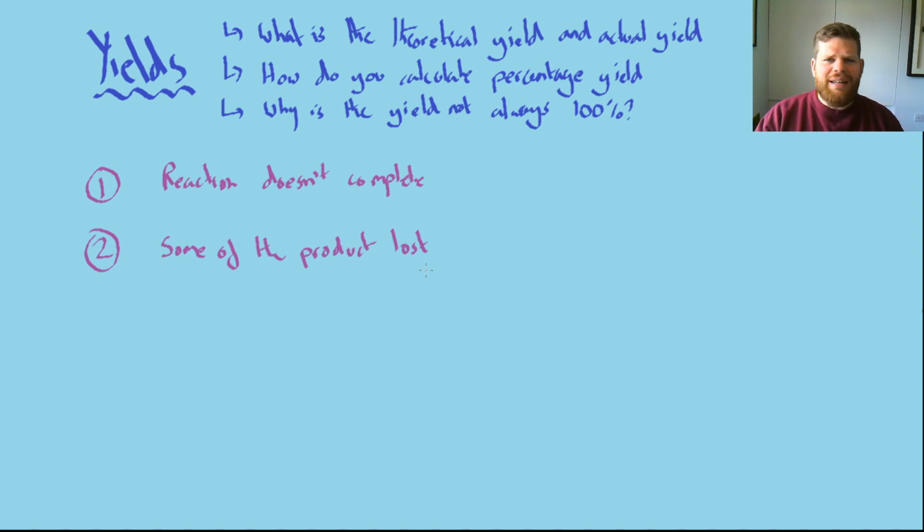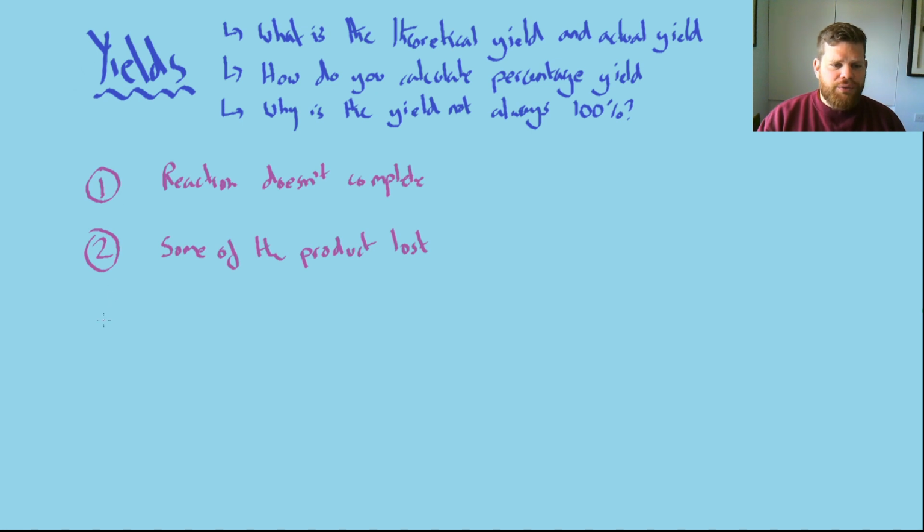So this tends to be more of an issue when it's a gas, because you have gases escaping, but it could also be, let's say you're doing a reaction with a liquid, and when you're transferring that liquid from one beaker to another, some of that liquid stays on the sides of the beaker. So therefore, you're not getting all of your product across.